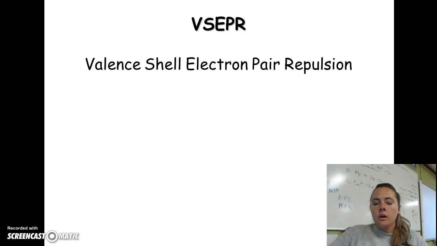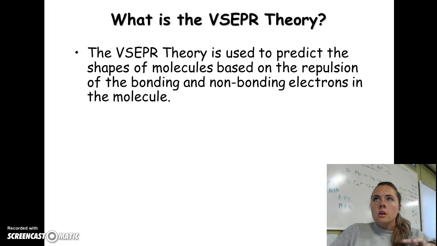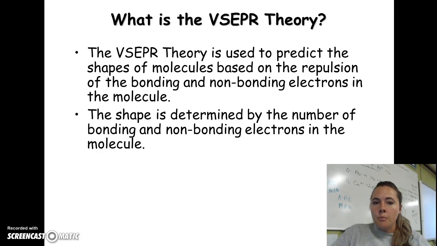Hey guys, we are going to talk today about something called valence shell electron pair repulsion, or better known as VSEPR. And it's all about the shapes of molecules. So the theory behind VSEPR is this, that you can predict the shape of the molecule based off of non-bonding electrons and bonding atoms. So you find the shape as atoms sort of fit into different spots. So the shape is determined by the number of bonding and non-bonding electrons in the molecule.